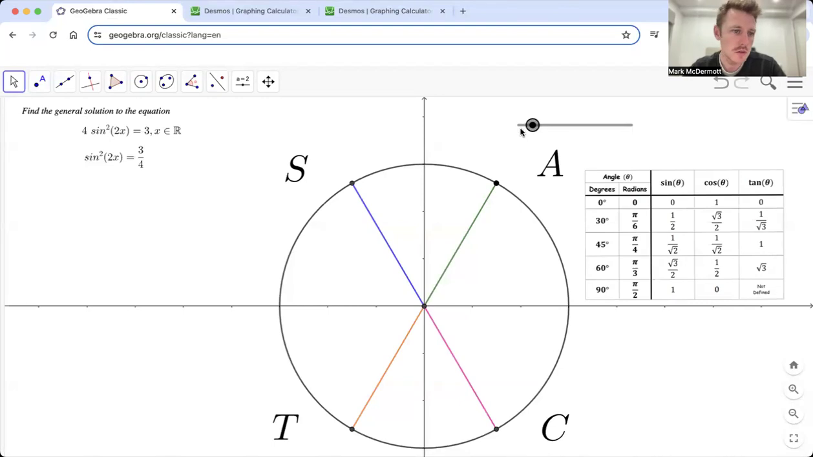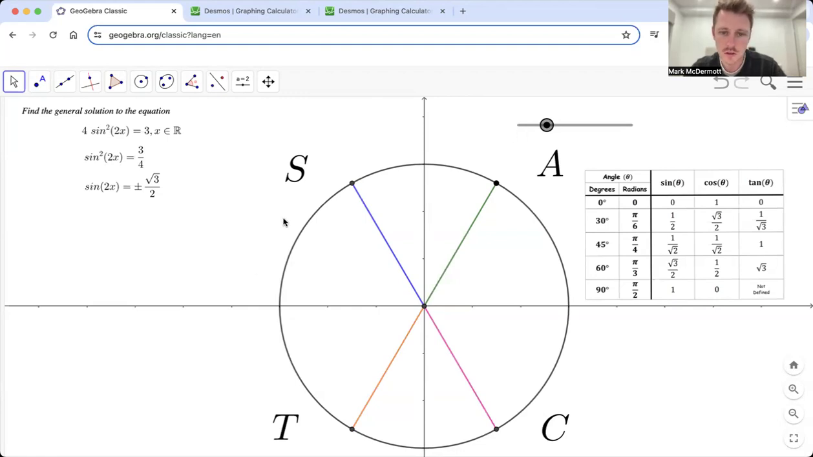So first thing we want to do is we want to just try and rearrange things to get x as the subject. So we're going to get 4 sine squared, we're going to divide everything by 4. So we're going to get sine squared 2x equals 3/4. And then we're going to get sine of 2x equals plus or minus the square root of 3 on 2. You got to be careful there. When you take the square root, you've got to take plus or minus.